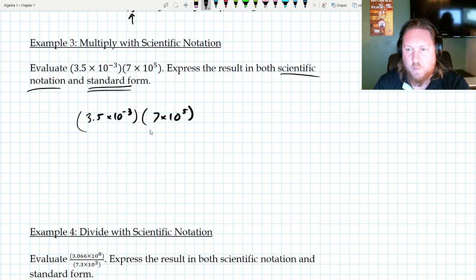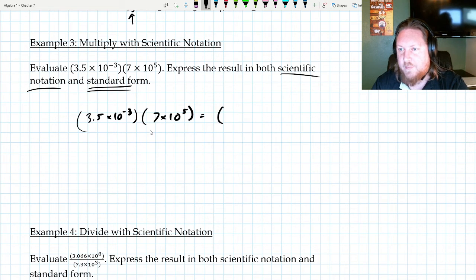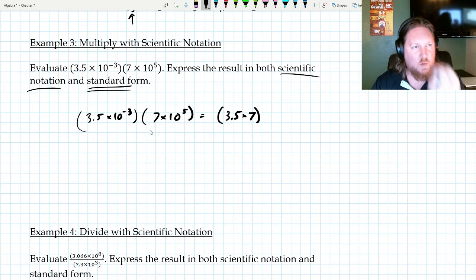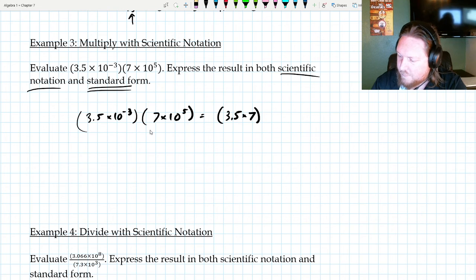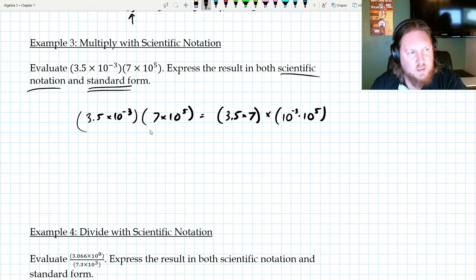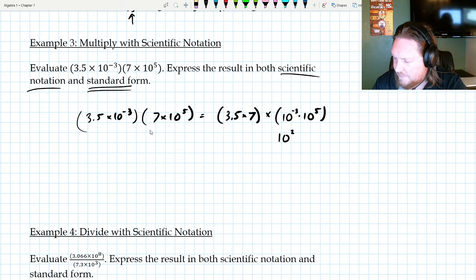Now, I didn't show it before, but what's really happening here is you have 3.5 times 7, the two a values, times 10 to the negative 3 times 10 to the 5. And now you can see a little bit more clearly two numbers with the same base value there. We add the exponents. Negative 3 plus 5 is 2, so I have 10 squared. I don't know why I wrote it equals there.